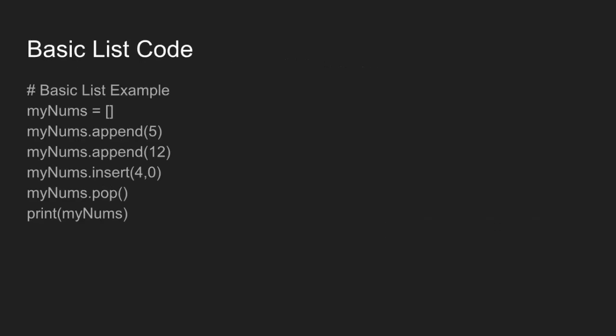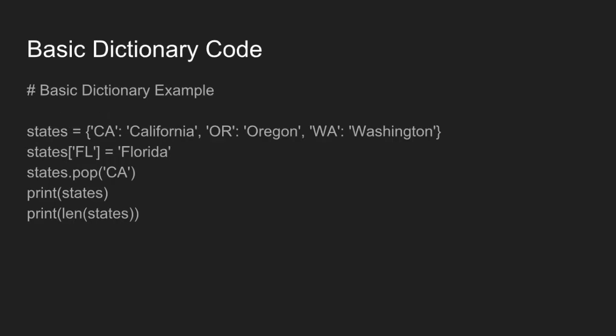Let's look at some sample code. Here's a review of lists. We have an initialization. My nums is assigned the value of a list, and we can append 5 to that list. We can append 12 to that list, and now we can insert 4 in the 0 position. We can pop, which removes the last item, and then we can print my nums.